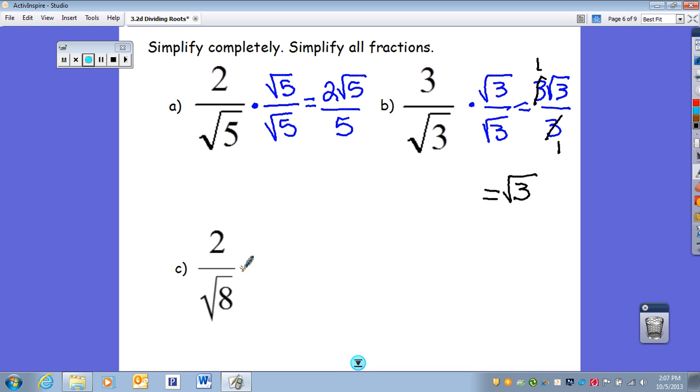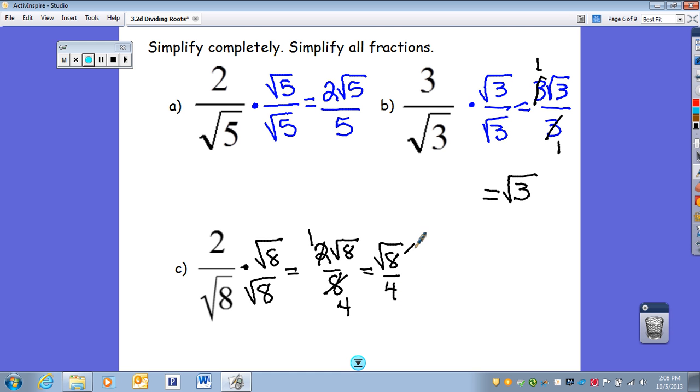In our next example, we have the square root of 8. And there's a couple ways we could do this. We could make a factor tree first to simplify the 8, or we can simply multiply both times the square root of 8 and then simplify later. So we have 2 square roots of 8 over 8. We can simplify the 8 to be a 4 and the 2 to be a 1. So we have the square root of 8 over 4.